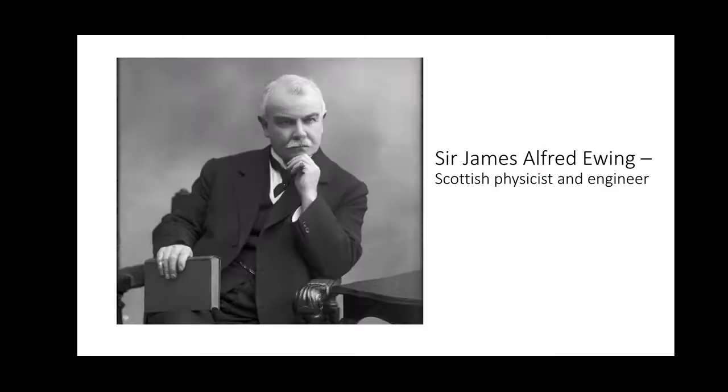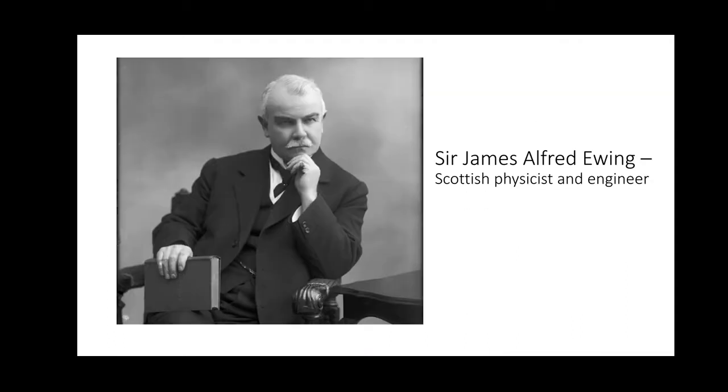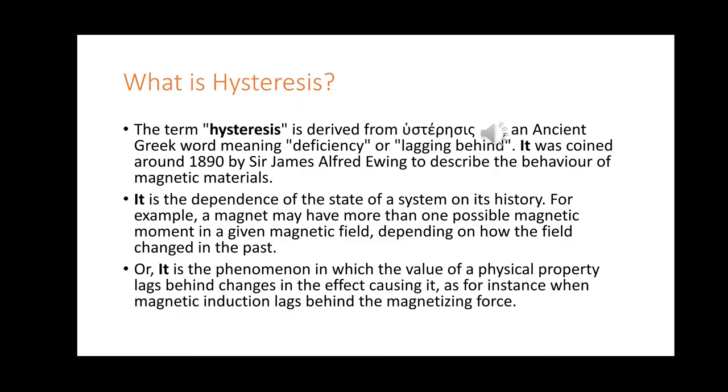This is the personality who coined this term to explain the behavior of ferromagnetic substances. He was a Scottish physicist and engineer, and he used the word hysteresis in 1819. It is the dependence of the state of a system on its history. For example, a magnet may have more than one possible magnetic moment in a given magnetic field, depending on how the field changed in the past.